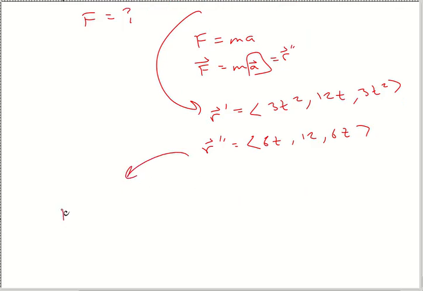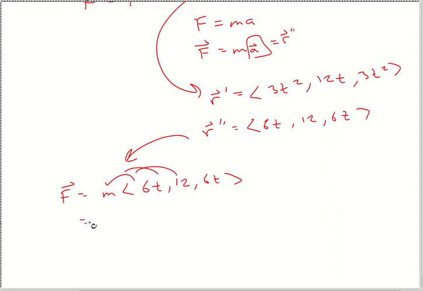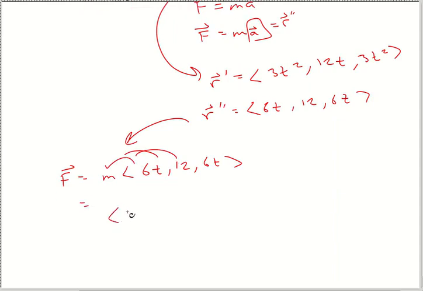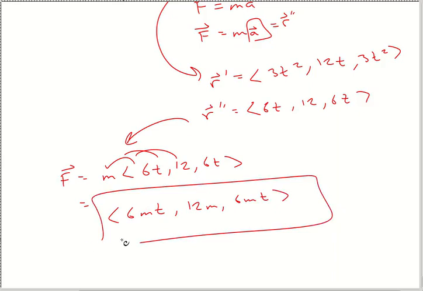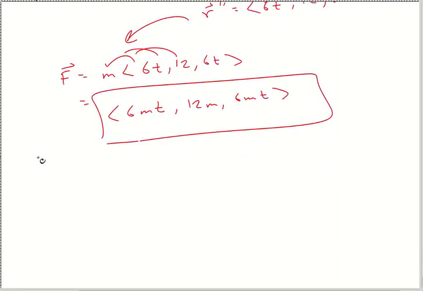What I'm going to do is my F, my answer here, is m times all the stuff. You know how to finally answer it? You distribute your m, and this is honestly your answer. 6mt, 12m, 6mt. There it is. You're done. That's it. So not too much work, and it's kind of a little different.